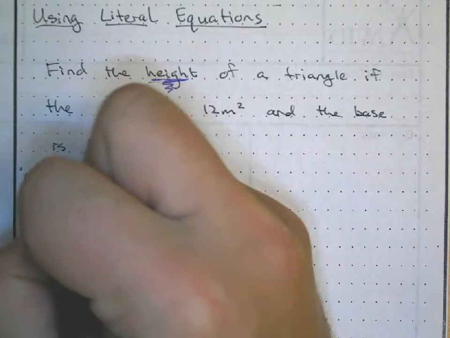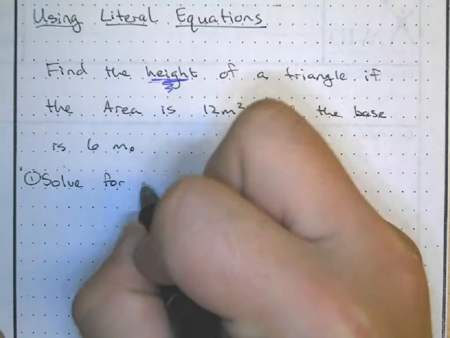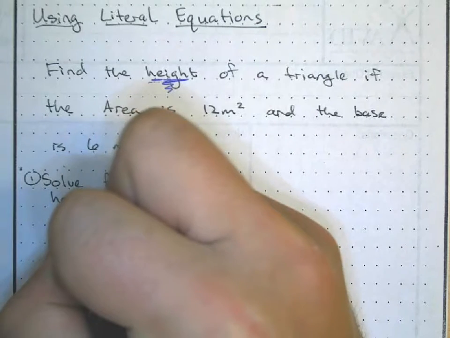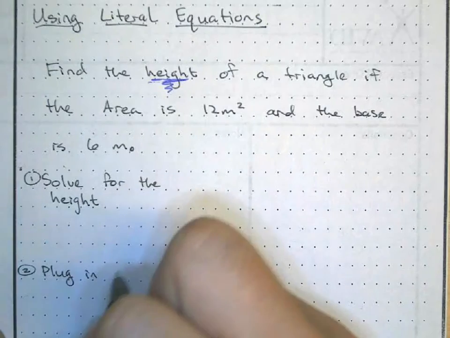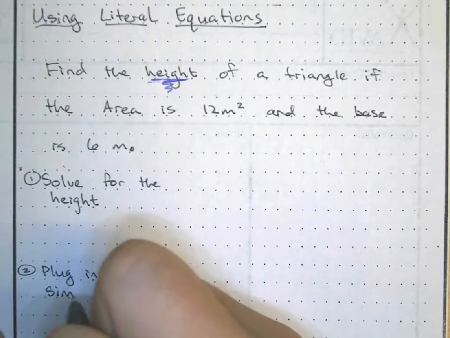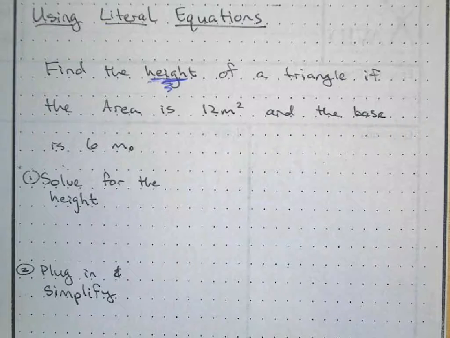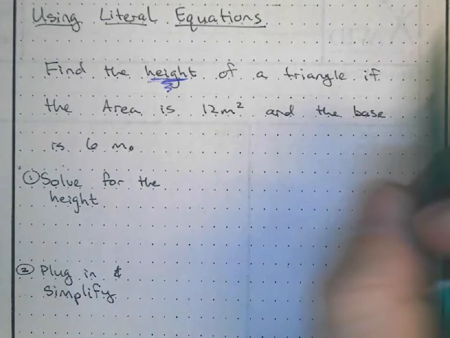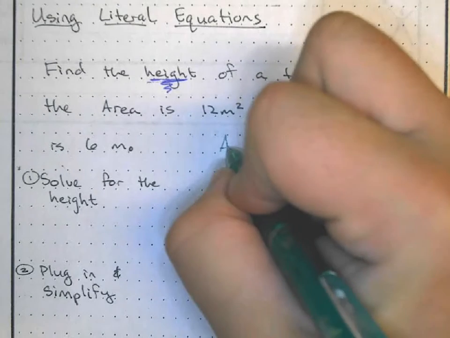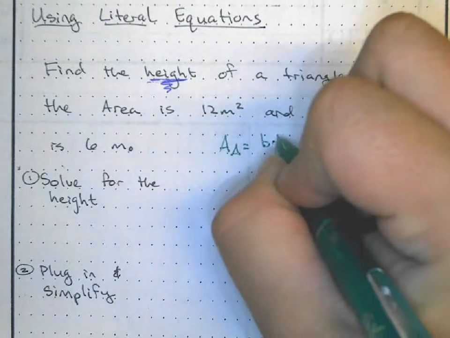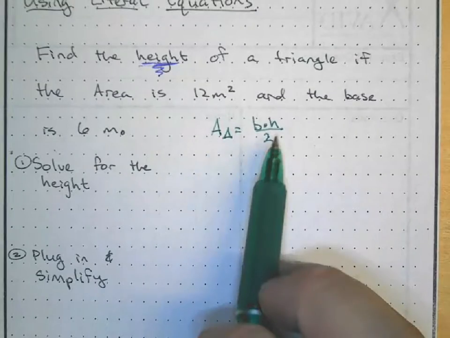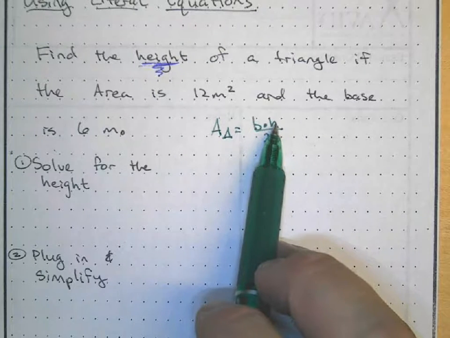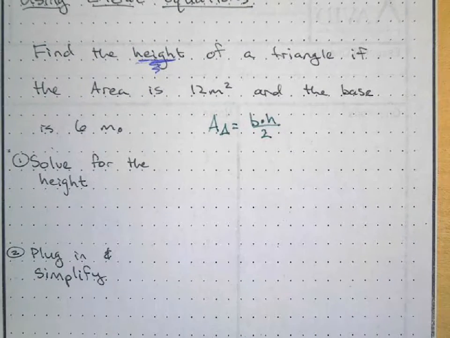So we'll solve for the height. And step 2, plug in and simplify. So first what we need to do is have our area of our triangle formula. So the area of a triangle is equal to base times height divided by 2. So I'm going to take this equation and I'm going to solve for the height. I mean, I'm going to get the height all by itself.